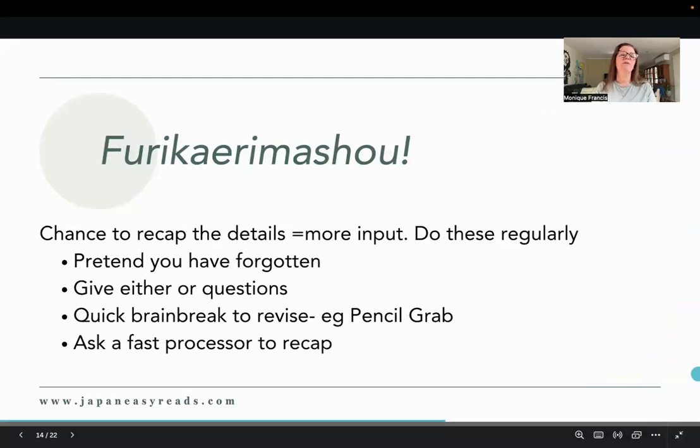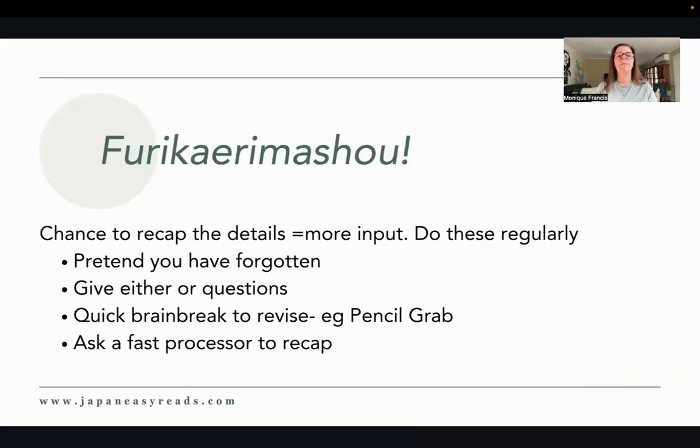As I said, furikai shimashou. Let's do a little recap. We do this throughout for different reasons. One, it's a chance to recap the details.